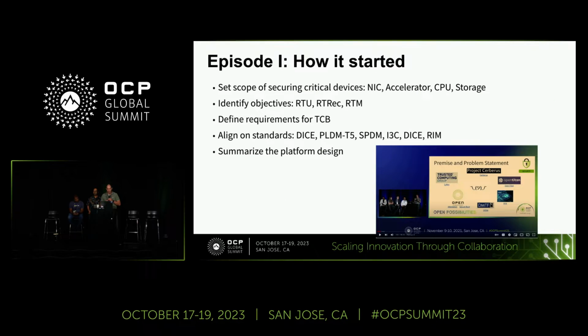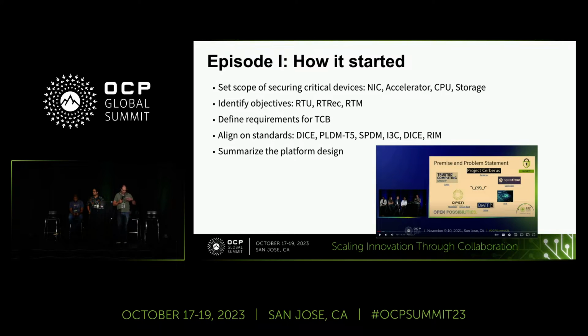So 2 years ago, we did our first presentation on composable security architectures here at OCP, which was an attempt to provide a framework on how to reason about and execute all these acronyms and protocols, etc. We scoped it to security critical devices, essentially handling user data in plaintext: NICs, accelerators, CPUs, and to some degree storage.